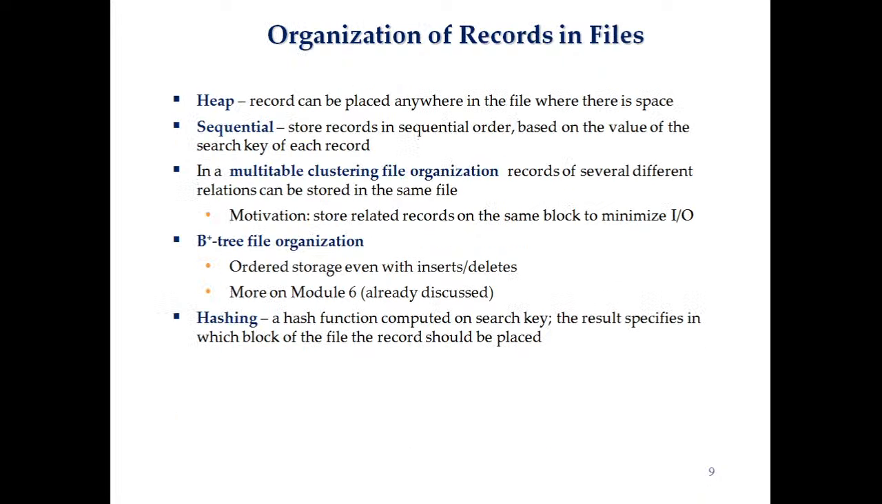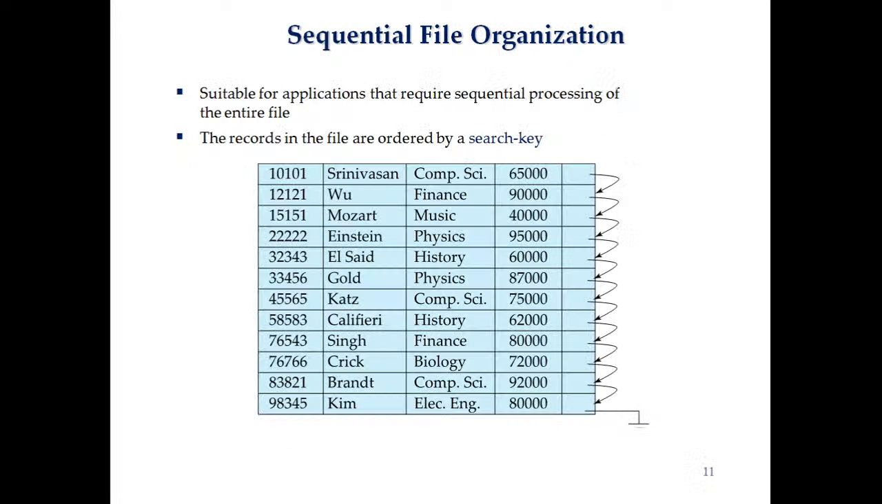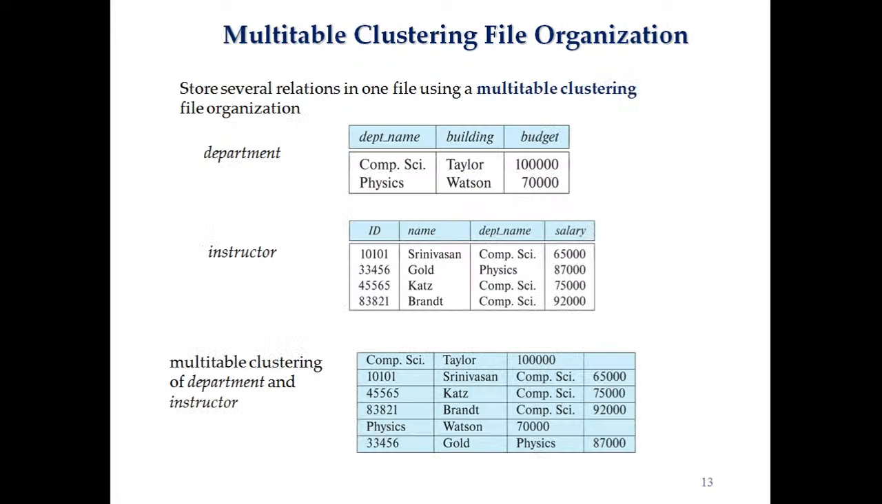In file organization, there are different types: heap file organization, sequential file organization, multi-table clustering, B plus tree, and hashing. Total 5 types are there. In between these we already discussed the heap file organization and the sequential file organization. Now we are going to focus on the multi-table clustering file organization. This is quite important because depending on multi-table clustering file organization, we are mixing the data.